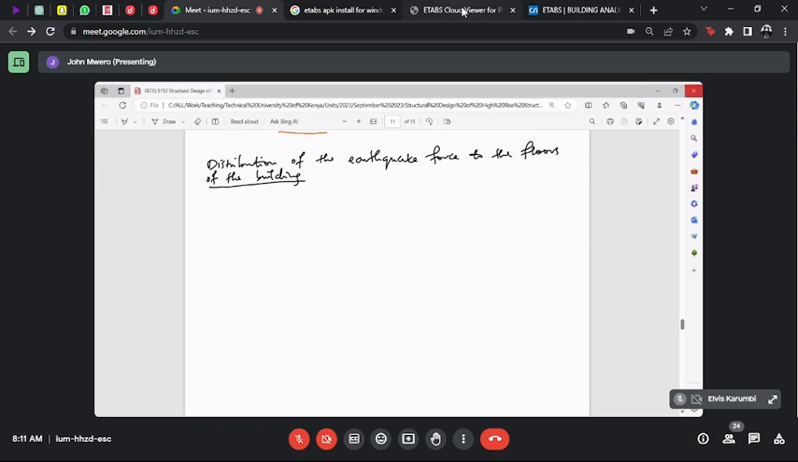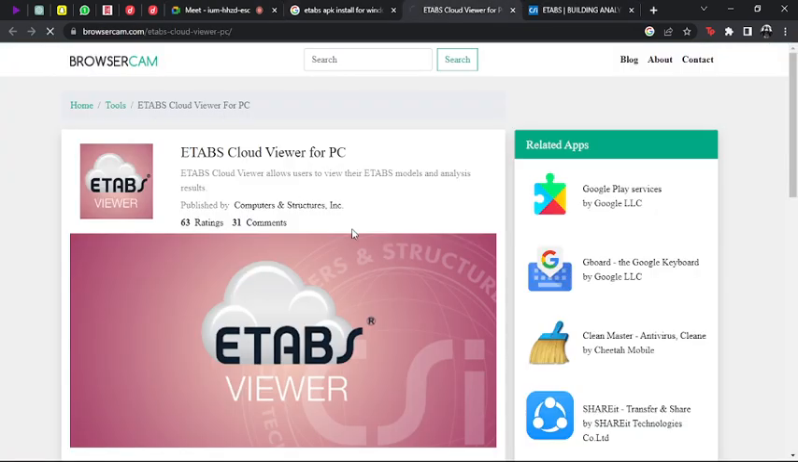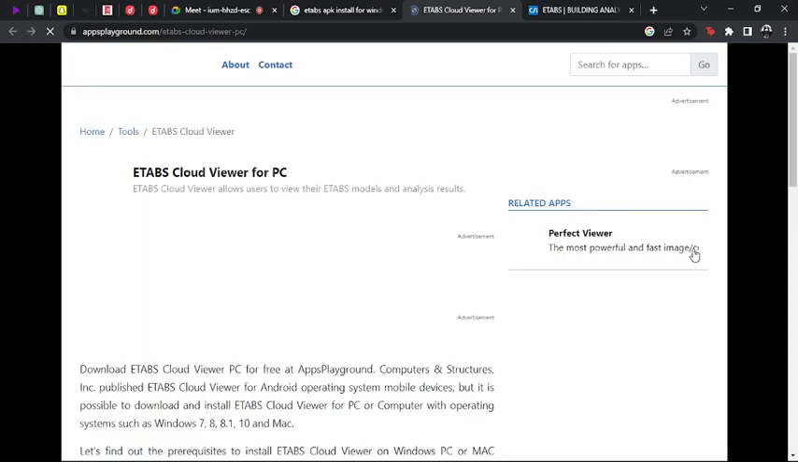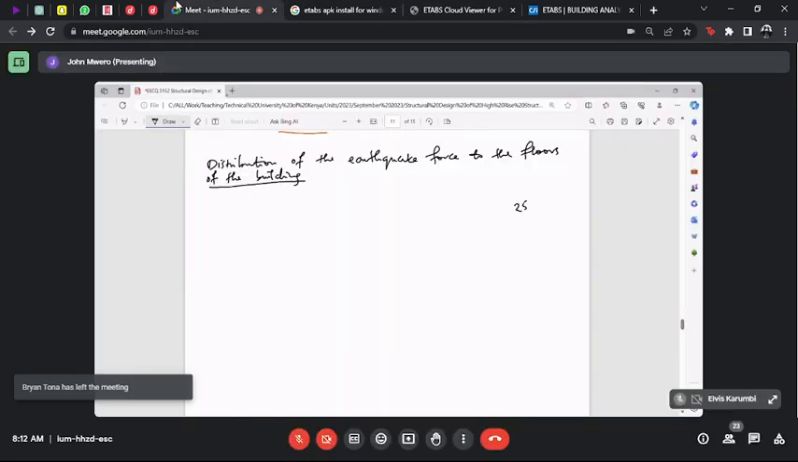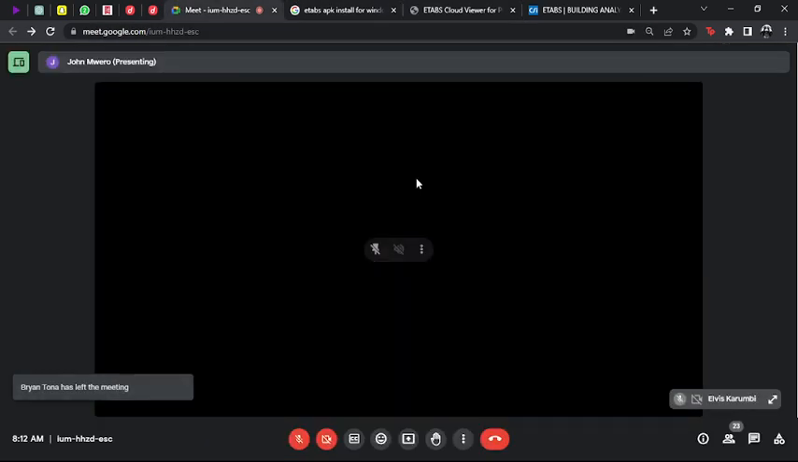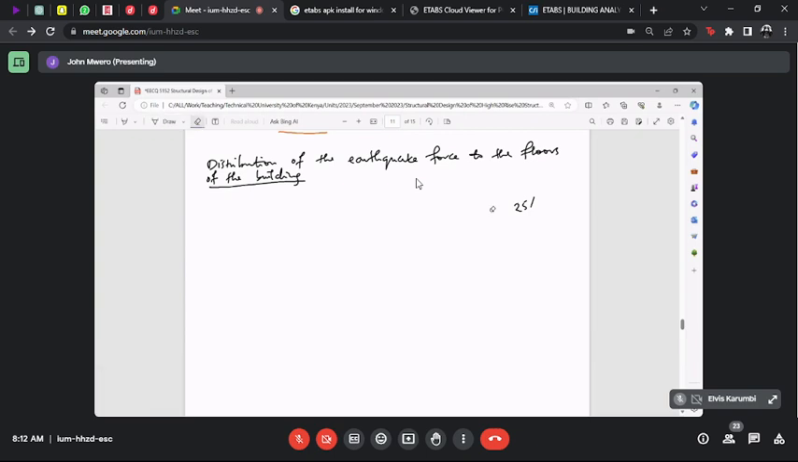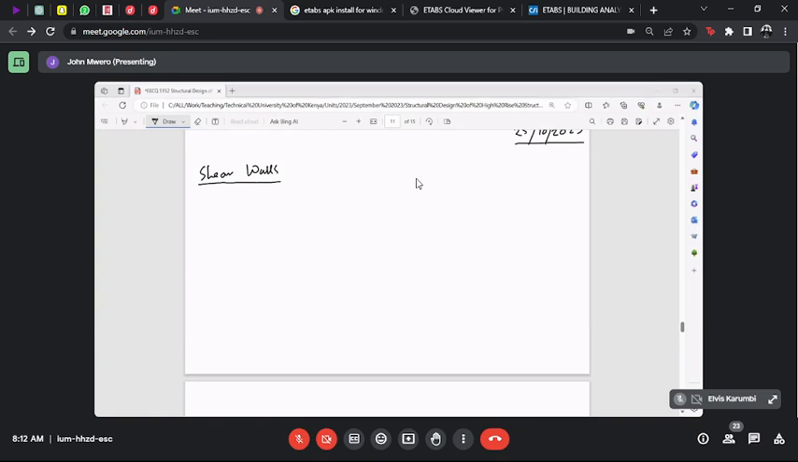Okay, so I'll put today's date here. Today is 25th June 2023. So I want us to start off this discussion on shear walls. To start us off, I want us to consider these two cross sections.